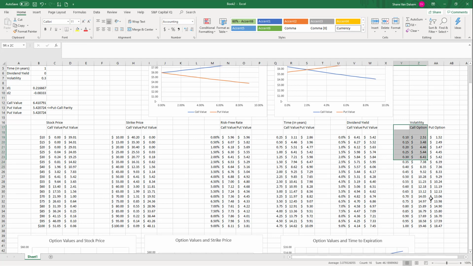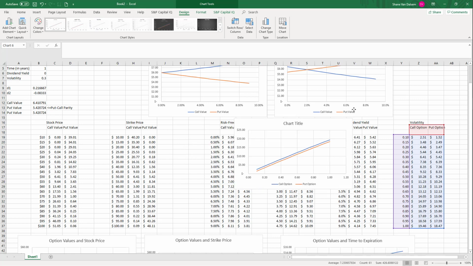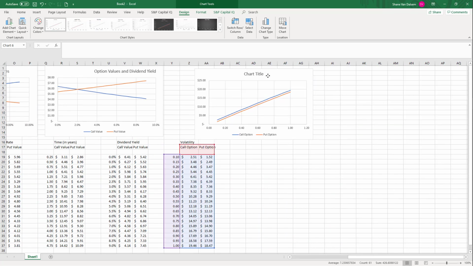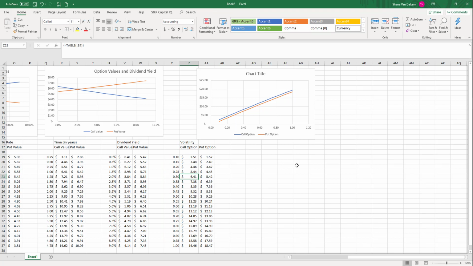And we'll wrap this one up by putting one more graph out there. They both go up by roughly the same amount for each change in volatility. The difference between the two is due to the difference in the stock and the put option value for the at-the-money option for both.